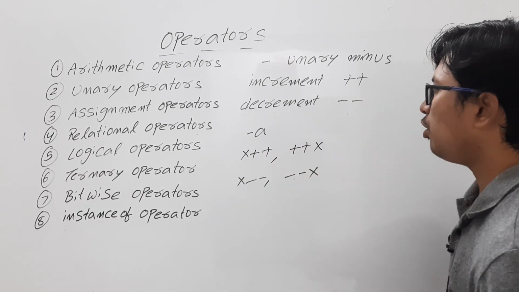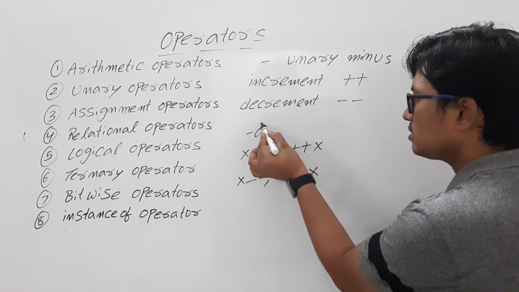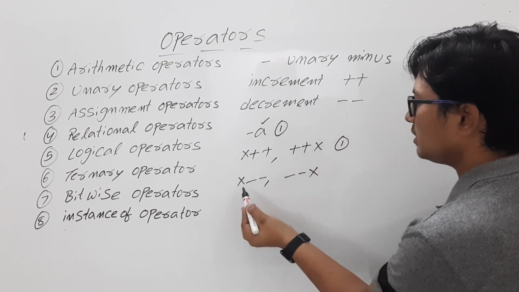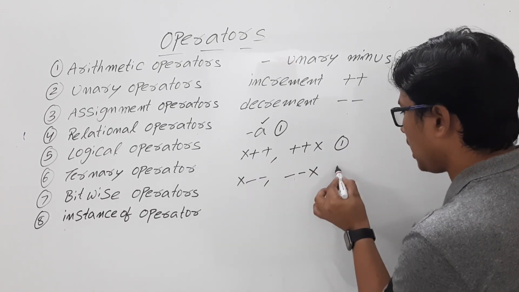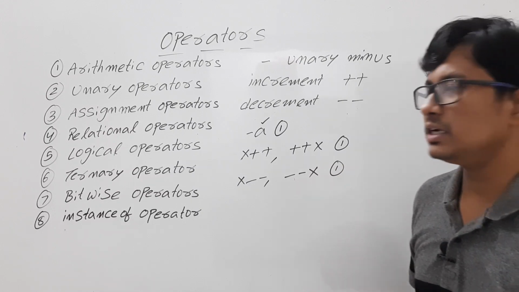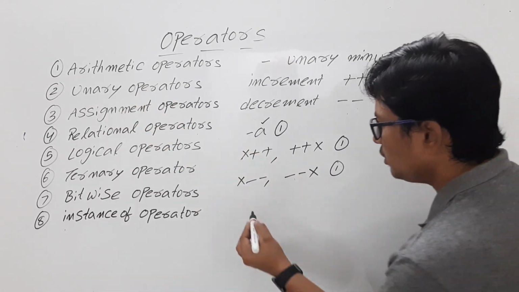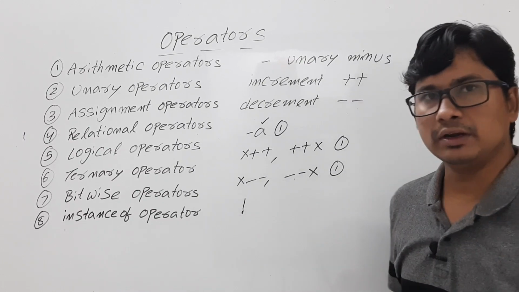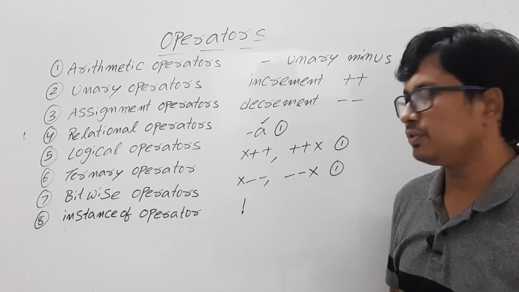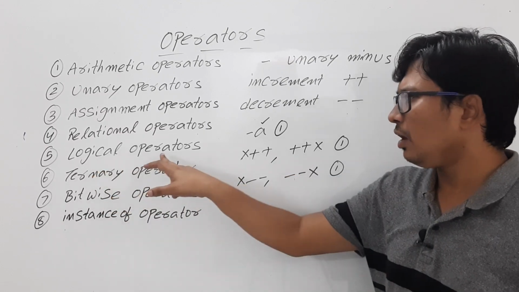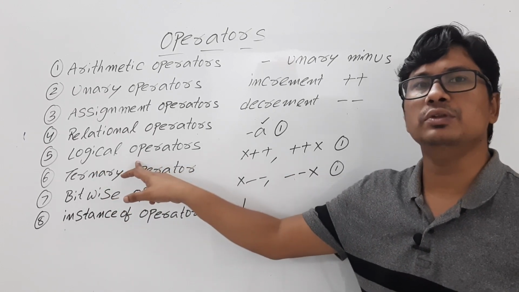Now if you look at how many operands are there, in this case only one operand. In both these cases only one operand is there. In these cases also you will have only one operand. So that's why these operators we will call unary operators. Similarly you have the logical NOT operator also, which is also one of the unary operators, but I will discuss the logical NOT operator while discussing the logical operators.